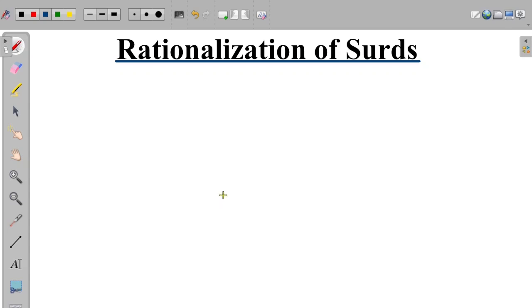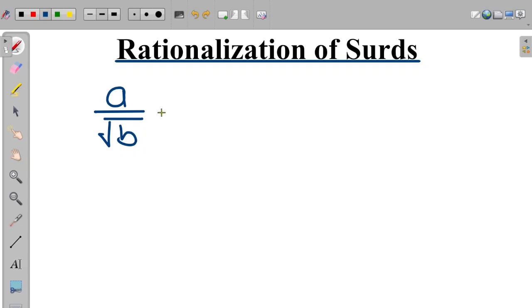Hello everyone. In the previous lesson, we learned about the concept of similar surds and we provided solutions to some questions given to us. In this lesson, we are learning about the rationalization of surds. Let's begin.